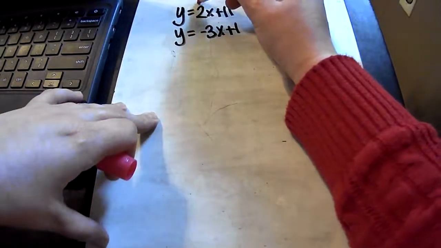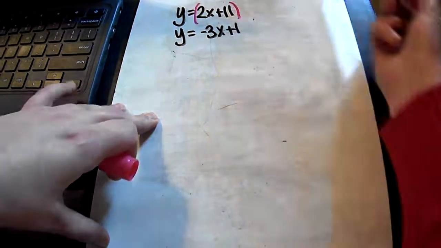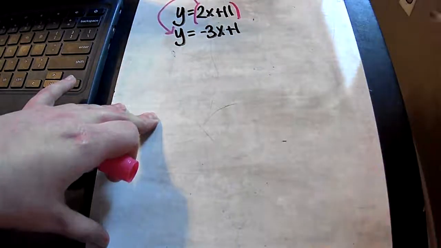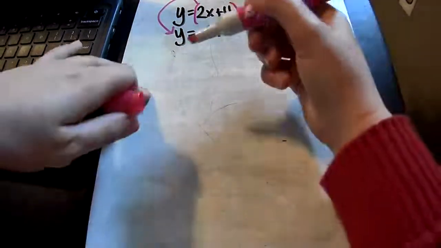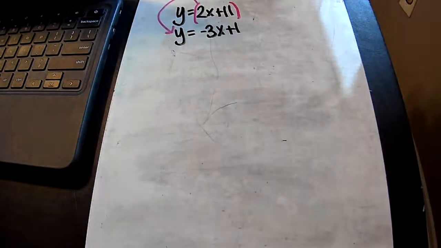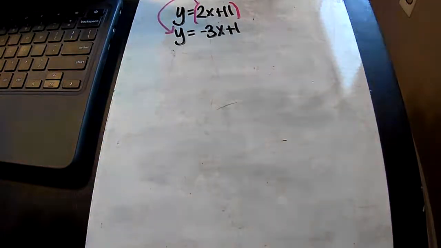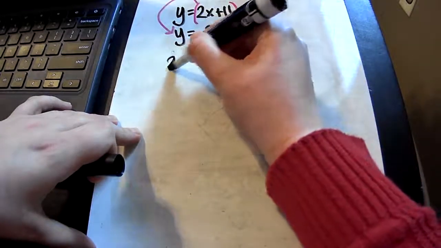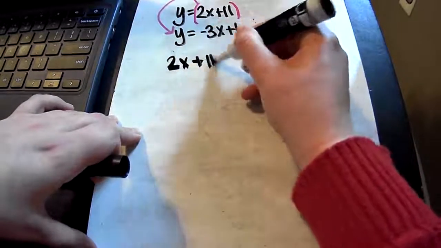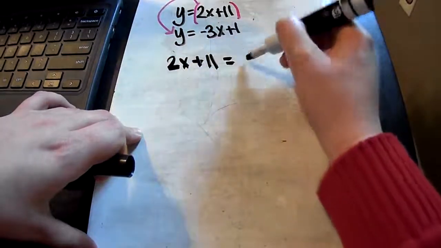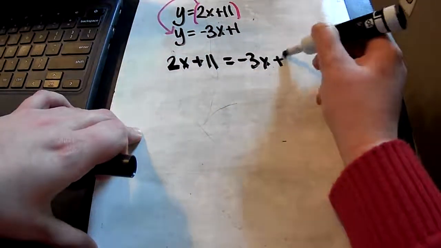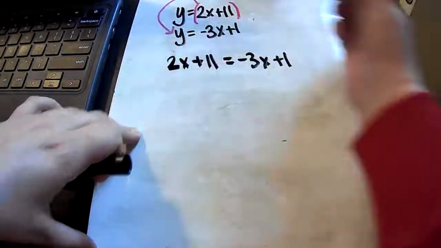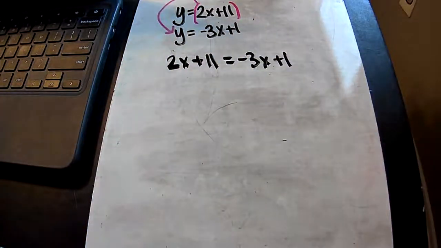The substitution property says that I can take this whole side of one equation and just substitute it in place of y in my other equation here. So I'm going to set this up using my substitution method. Instead of a y equals, I'm going to start it out with 2x plus 11 equals negative 3x plus 1, right? We just took the y out of this part and plugged in the 2x plus 11. So now we're just solving it for x.